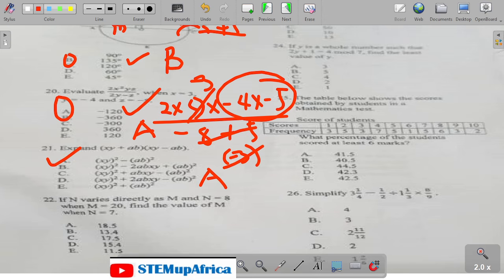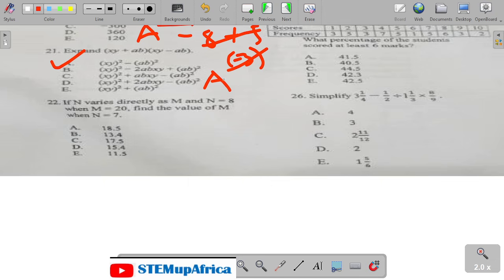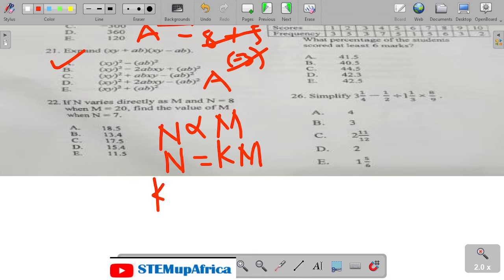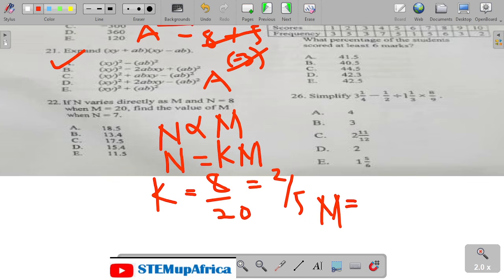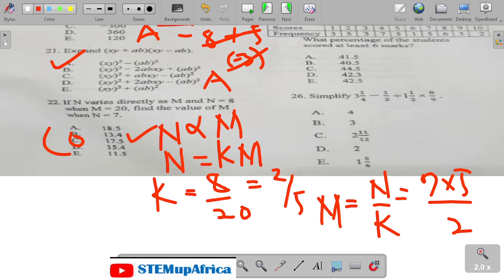Then number 22, n varies directly as m. So my n equals km. So my k is now what? The n over m, which is 8 over 20. 4 to 4 here is 5. So find the value of m now. My m is n over k, which is 7 times 5 over 2. If you invert, that's 35 over 2, which is 17.5, option C. 22 is C.